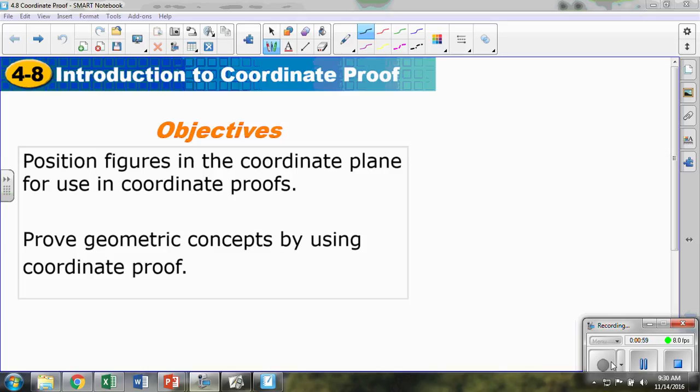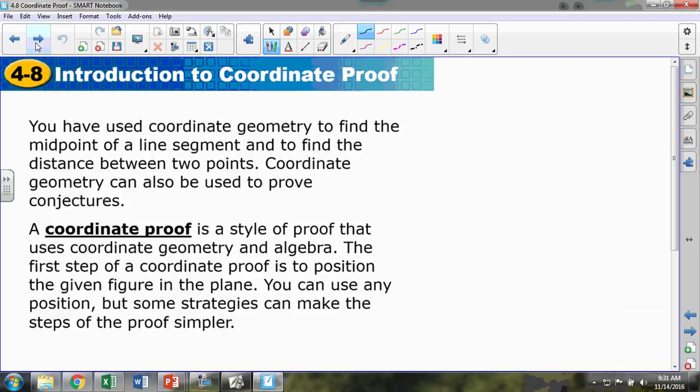The two main things that you're going to need to do are to be able to position a figure or draw a picture in the coordinate plane that actually fits the situation you're working on, and then use the coordinate plane, distance formula, midpoint formula, all the stuff that we know, to write up an explanation why something is true. This process is called a coordinate proof. When you use the coordinate plane as a tool to prove something, it's called a coordinate proof.